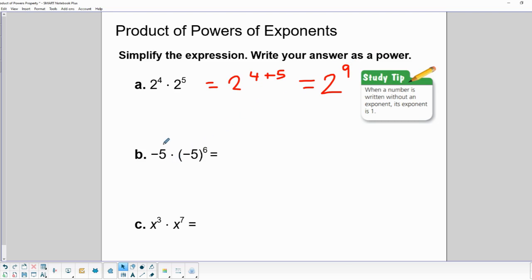All right, how about this one? Negative 5 times negative 5 to the 6th. Well, you need to remember that this first one has an exponent of 1. Just like any variable by itself has the number 1 in front of it, any number by itself has an exponent of 1, because then it just results in the same thing. But when I combine these two together, negative 5 to the first and negative 5 to the 6th, I end up with negative 5 to the 1 plus 6 power, which is negative 5 to the 7th power.